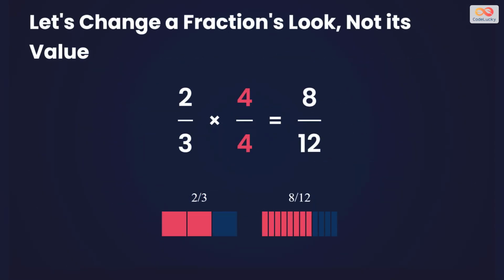Let's look at a simple fraction to see this in action. Take 2/3. If we multiply it by 4/4, which is just a form of 1, the value doesn't change. However, its appearance does. We get a new equivalent fraction, 8/12. Both 2/3 and 8/12 represent the same amount.